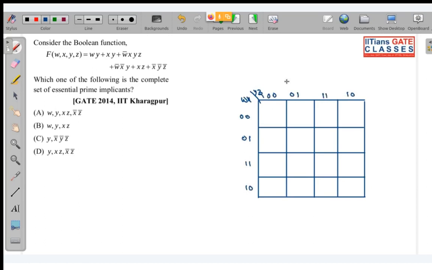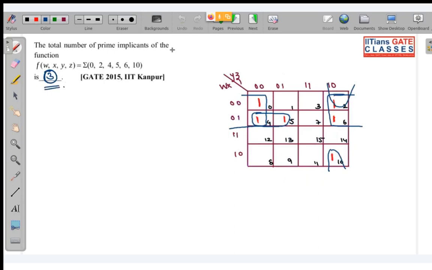So look here very carefully. I couldn't understand how it is 3. So why couldn't you understand how it is 3? See, here it is asked prime implicants. Prime implicants are the best possible group without any requirement.